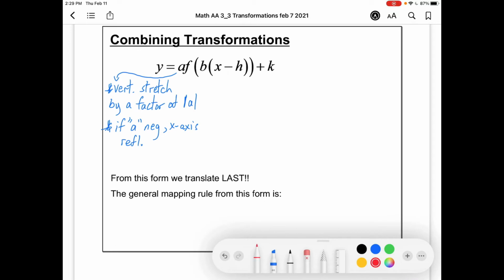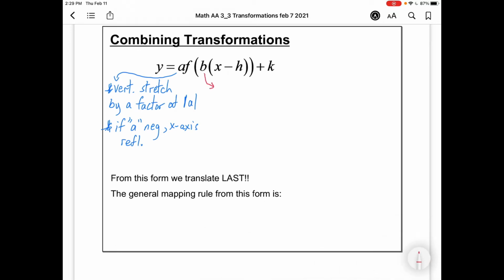Now we get to the coefficient of x, which is b over here. And these letters are all arbitrary. We could use different letters to represent them. It's all about where they are in the form. So this one is a coefficient of x. Notice it's factored out. This is going to give us our horizontal stretch factor. So this will be horizontal stretch by a factor of the reciprocal of b. And again, we'll use those absolute value brackets. If you have a negative b, that means we have a y-axis reflection, or reflection through the y-axis.